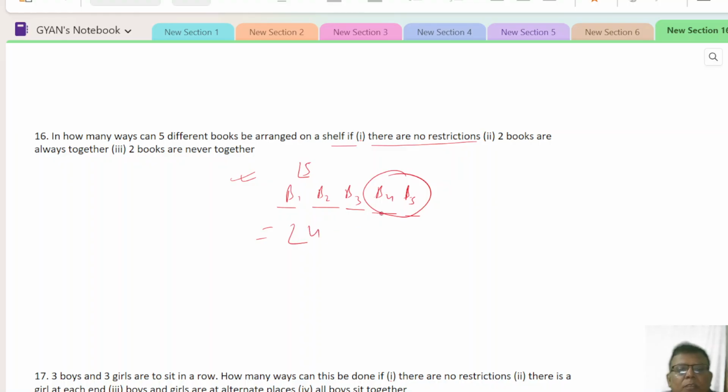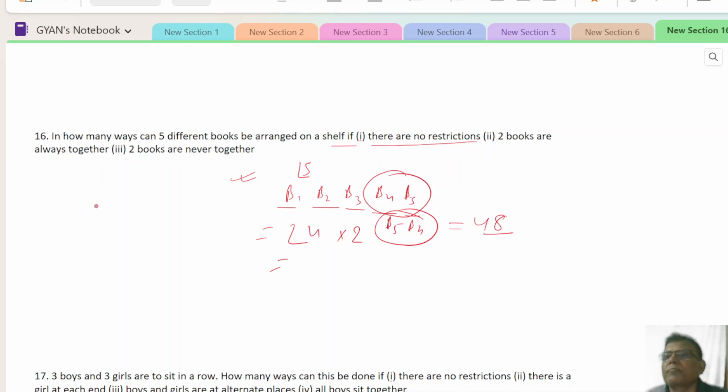So factorial 4, and the two books can be written as B5, B4 also. Factorial 4 into 2 into factorial 4. So that will be equal to 48.